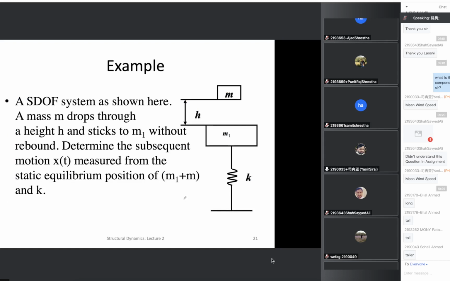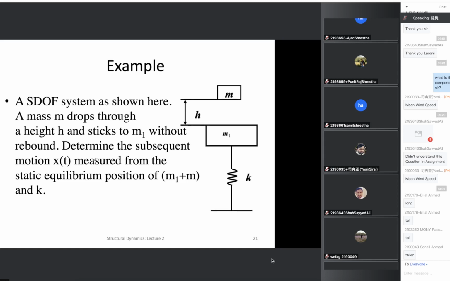So let's try another example. We have an SDF system shown here. A mass m2 drops through a height h and sticks to m1 without rebound, which means there's no energy loss due to the impact. Then we need you to determine the subsequent motion of this system, and we give you the reference position. The reference position is taken as the static equilibrium position of m1 plus m2 and k.